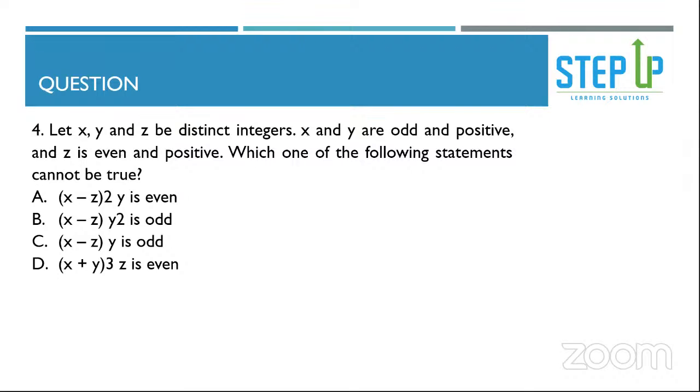Fine. So let x, y, z be distinct integers. X and y are odd and positive, and z is even. Which of the following statements cannot be true? Cannot be true.